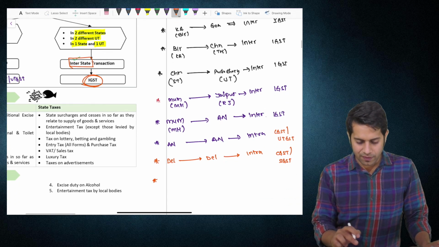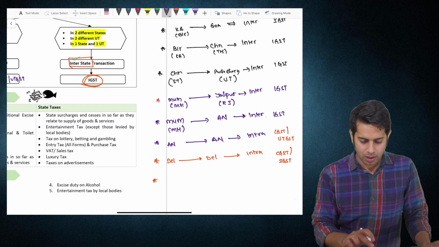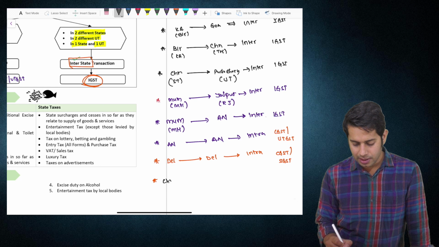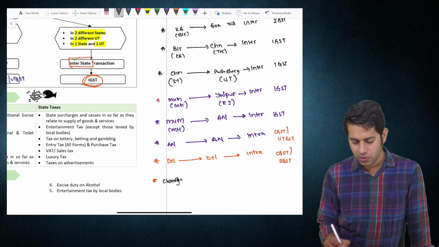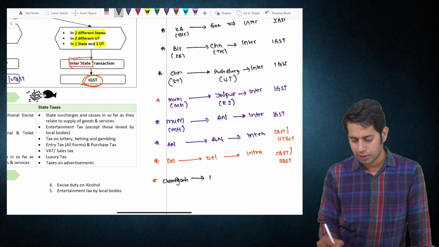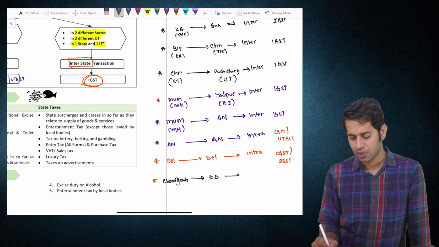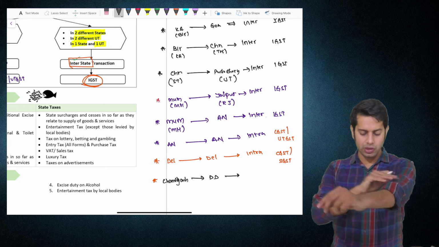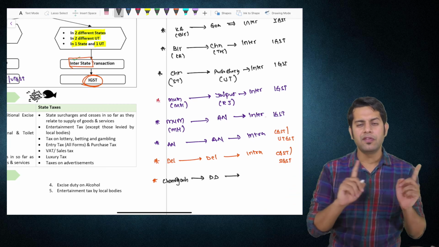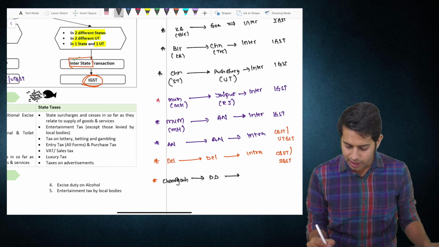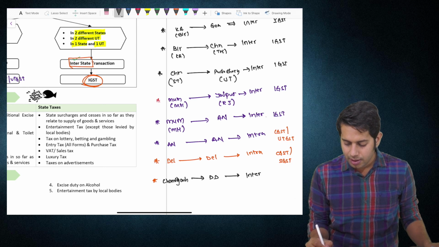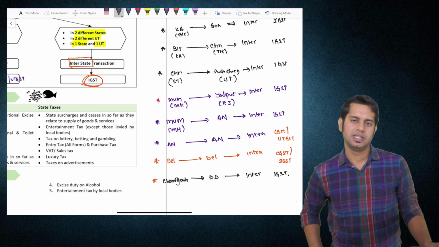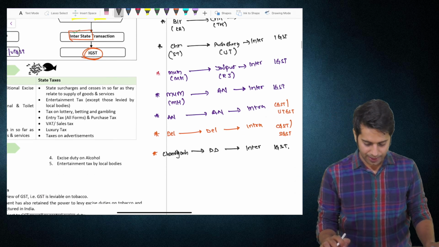Sir, what if a supply has been made from Chandigarh, which is a union territory, to Diu and Daman? What if a supply has been made from one union territory to another union territory? It is called interstate supply and you are supposed to pay IGST.